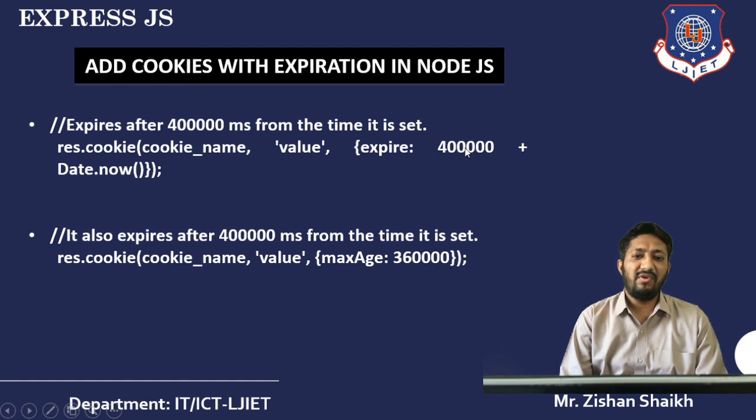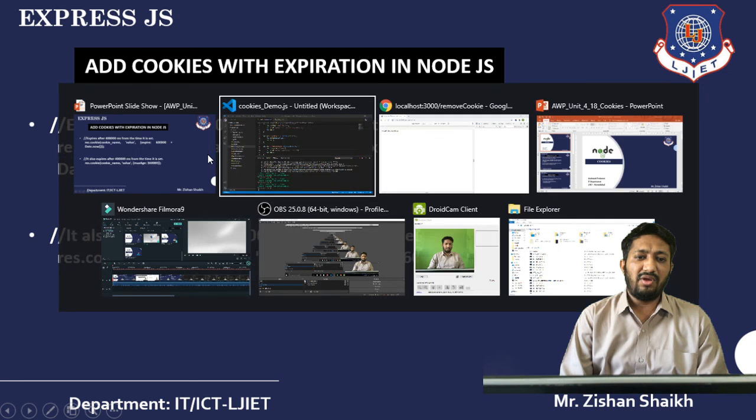Here we are setting 40 millisecond value, and then Date dot now. So this will expire our cookies after this many milliseconds. And the second one is you have to write only max age colon this value. That will also be in milliseconds, so it will be set during our cookie value.